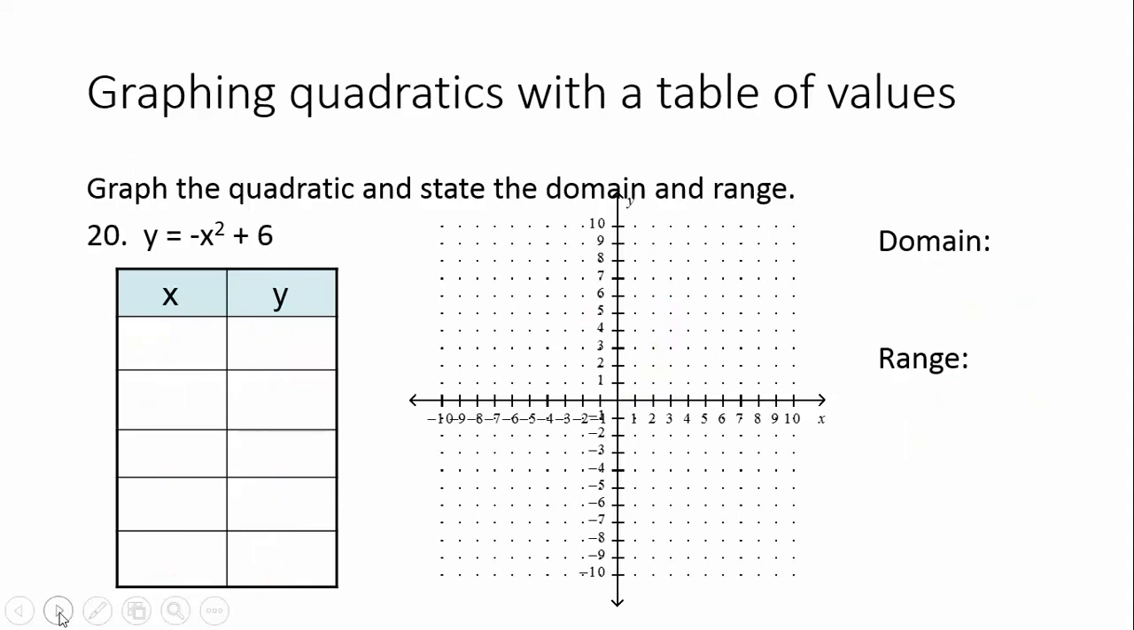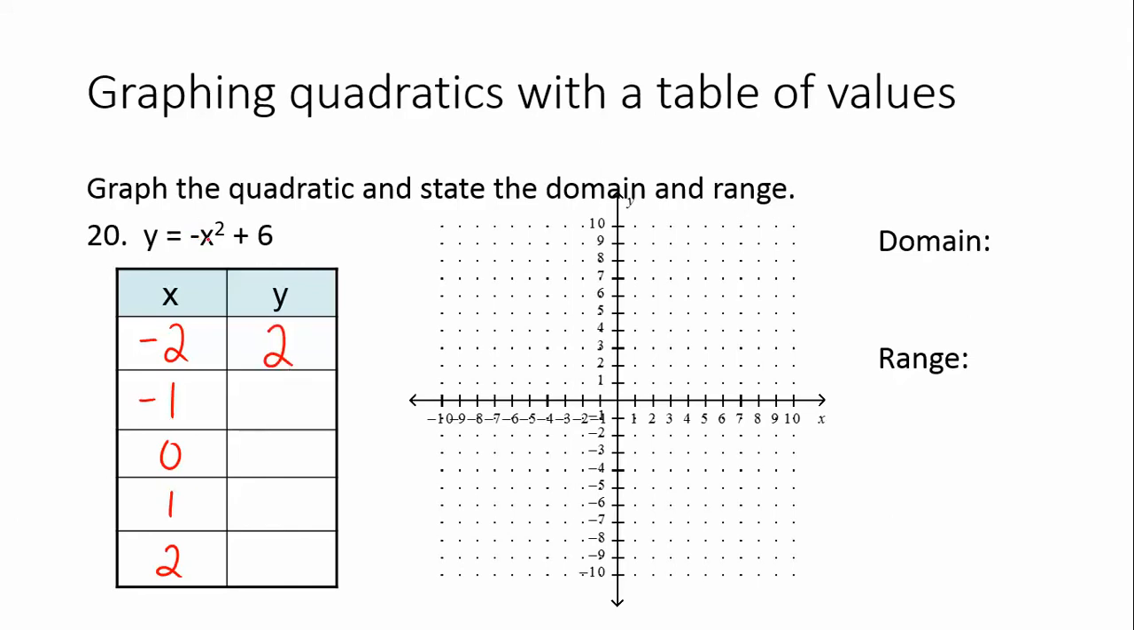Let's graph 20. And I want you to be very careful here when you're picking your x values. I'm going to pick the same, -2, -1, 0, 1, and 2. What you have to be careful of when there is a negative in front of the x squared, because we don't have any parentheses, you need to square the number first and then change its sign. That's what that -1 out in front does. So if we square a -2, we get a +4. But then we need to make it negative. So that's actually -4. -4 plus 6 is 2.